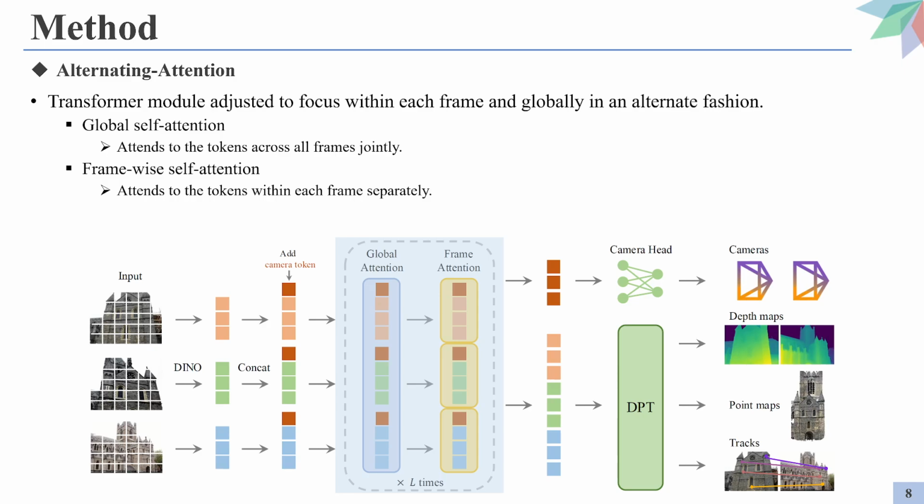The concatenated tokens then go through the core of the architecture, the alternating attention transformer. Instead of always applying global attention, VGGT alternates between 2 modes: global self-attention, which lets the model exchange information across all frames, and frame-wise attention, which focuses only within each individual image. By switching between these two, the model learns both detailed per-frame information and the global geometric relationships across views.